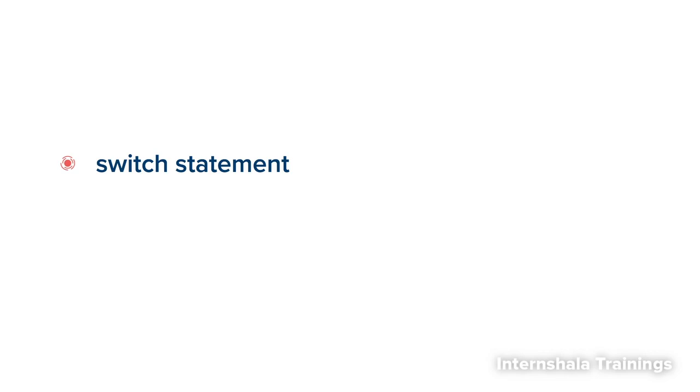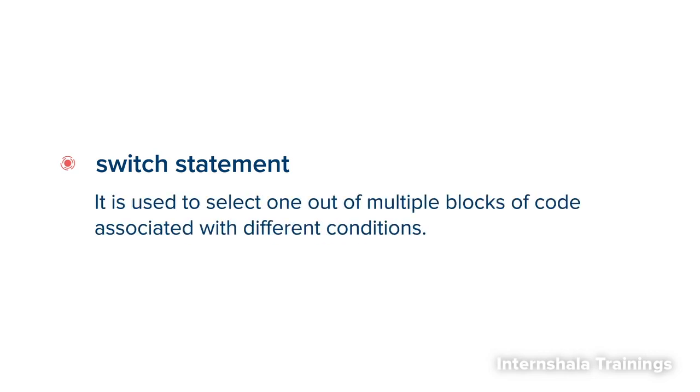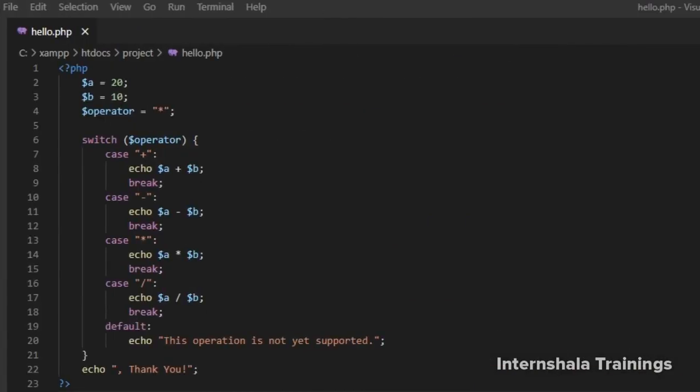Like the if else statement, the switch statement is also used to select one out of multiple blocks of code associated with different conditions. But the switch case works only when the expression matches the exact set of values and not on ranges. This limits the use of switch statement. Let us see how a switch statement is used in a code.